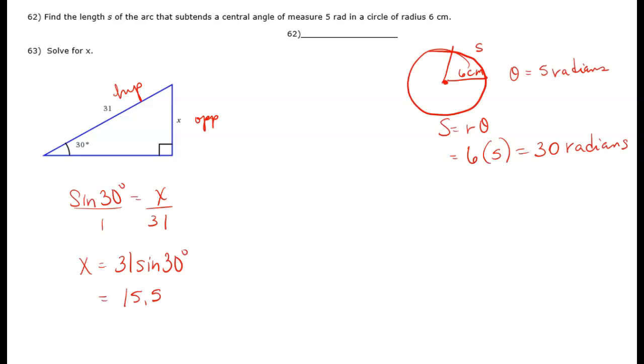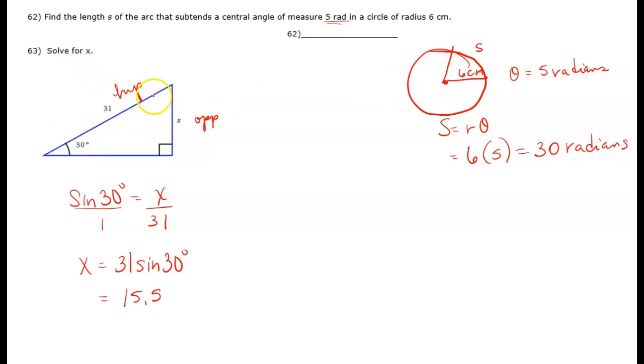Okay, this one is, well, actually there's two here, sorry. Find the length S of the arc that subtends a central angle of measure 5 radians in a circle of radius 6 centimeters. So arc length is going to be S equals r theta. You just need to remember theta has to be in radians. So if it's not in radians, you need to convert that. So my radius is 6 and my theta is given to me in terms of radians as 5. So my arc length is going to be 30 centimeters.